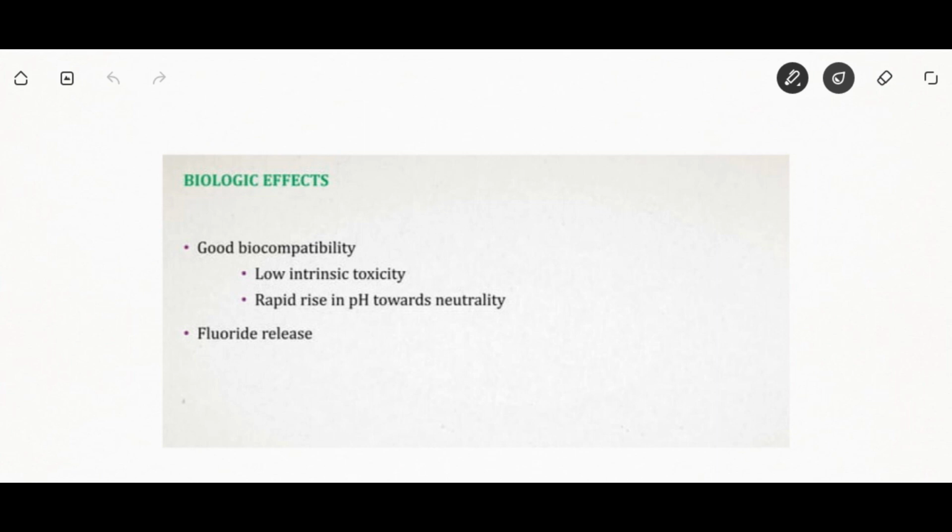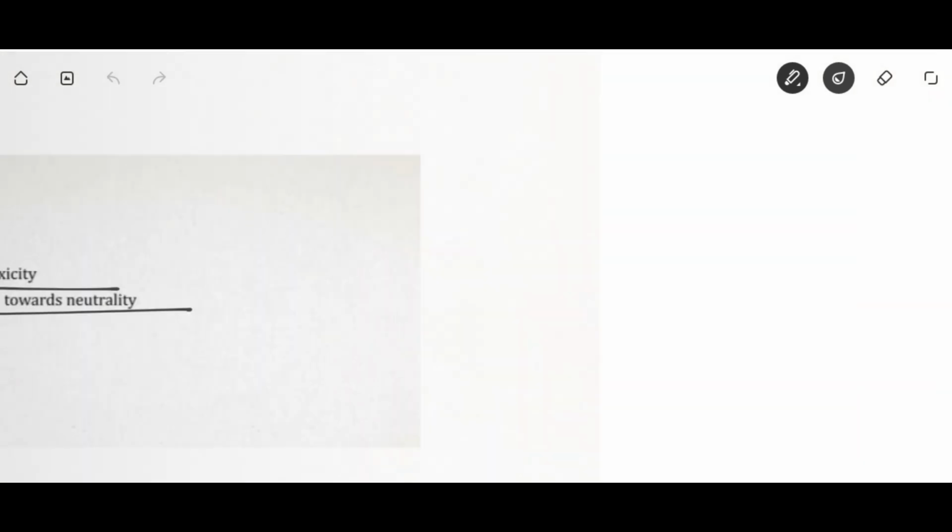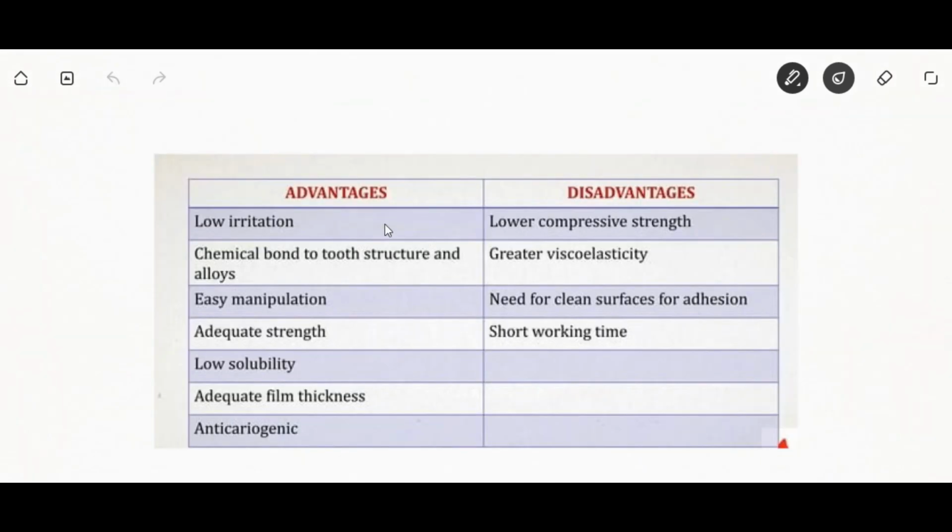So it has a good biocompatibility, low intrinsic toxicity, rapid rise in pH toward neutrality with fluoride releasing ability. So remember the polycarboxylate cement shows chemical bonding to tooth structure and alloy. It has low irritation, easy manipulation, adequate strength, low solubility, adequate film thickness, and is anti-cariogenic. The disadvantages are lower compressive strength, greater viscoelasticity, short working time.